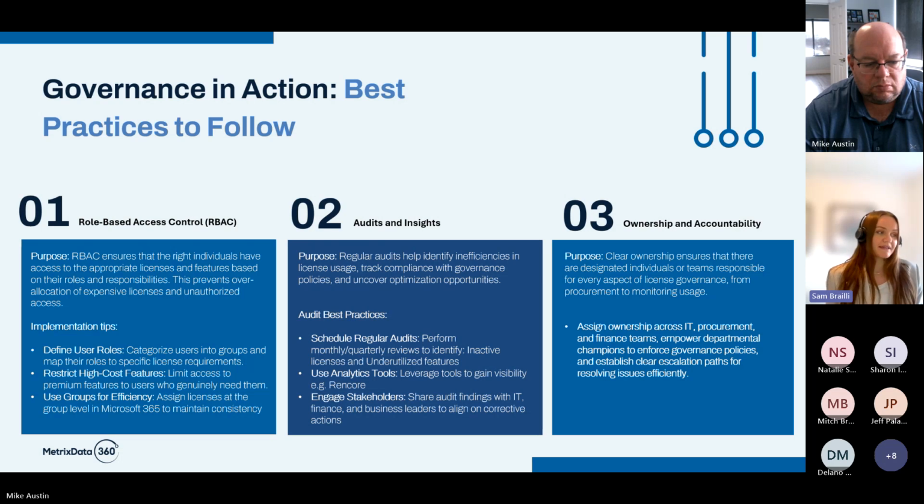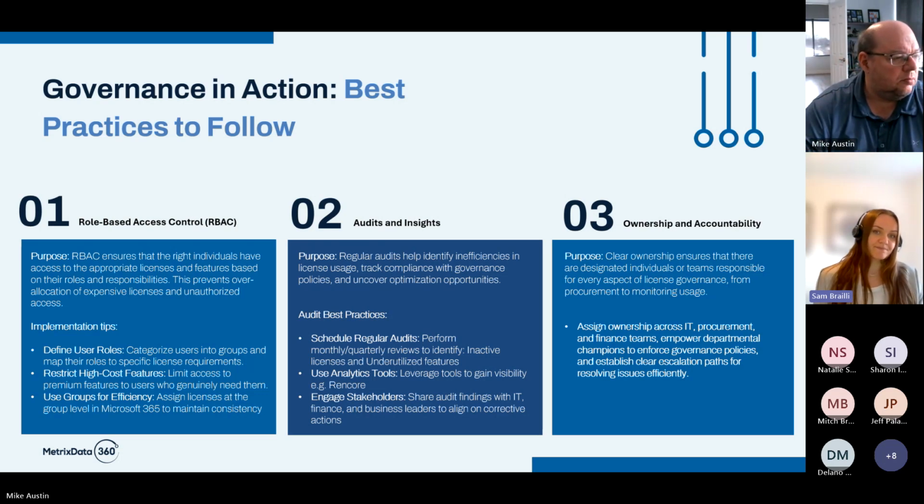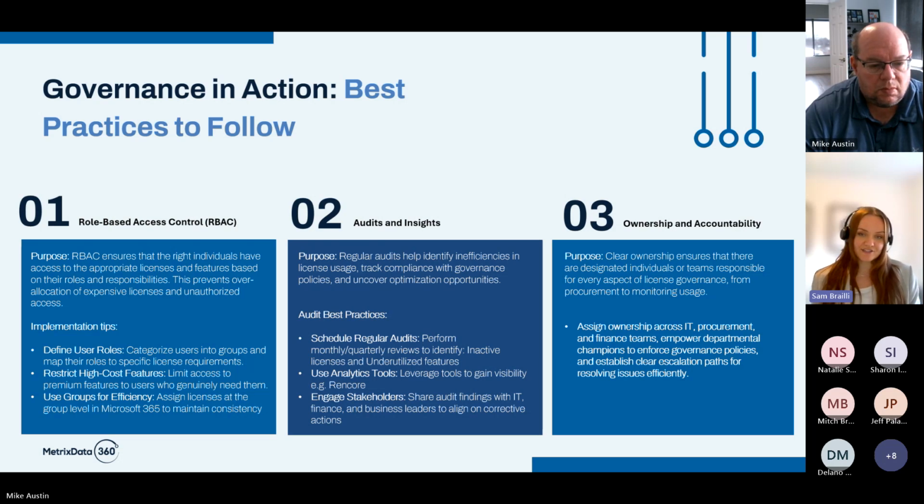So how do we implement this effectively? First up, we can look at defining user roles. We can begin by categorizing users into groups based on their responsibilities. Each group should then be mapped to specific license requirements to then avoid any guesswork. We could restrict high-cost features. Not everyone needs access to those advanced features, and by limiting these features to those who genuinely need them, we can then reduce the cost without impacting the productivity. And finally, we can use groups for efficiency.